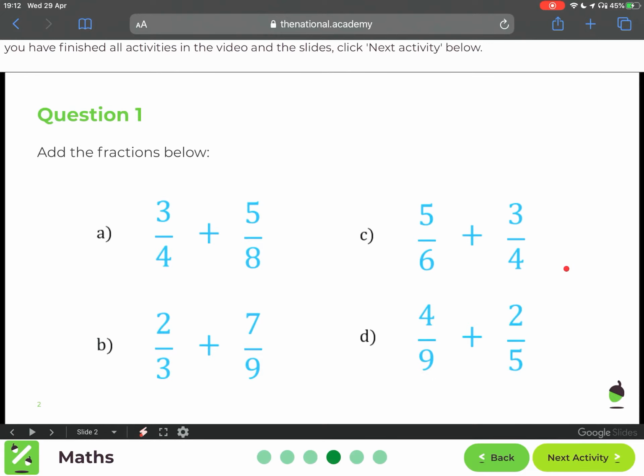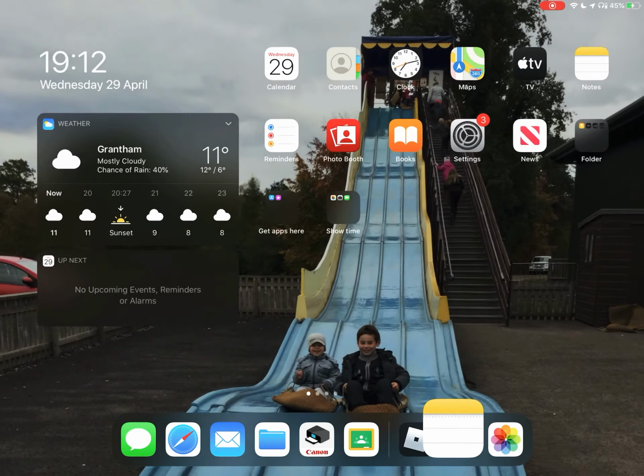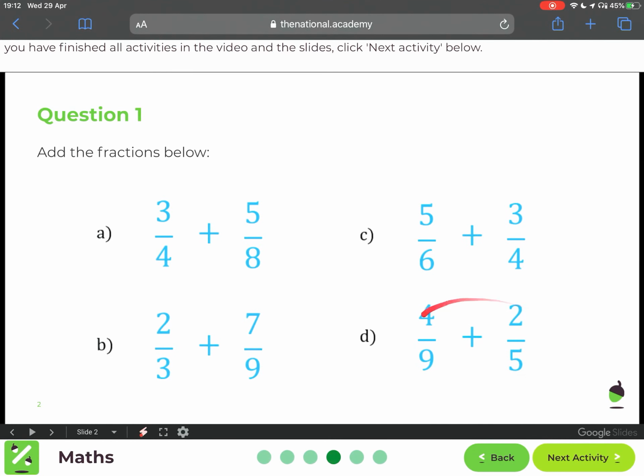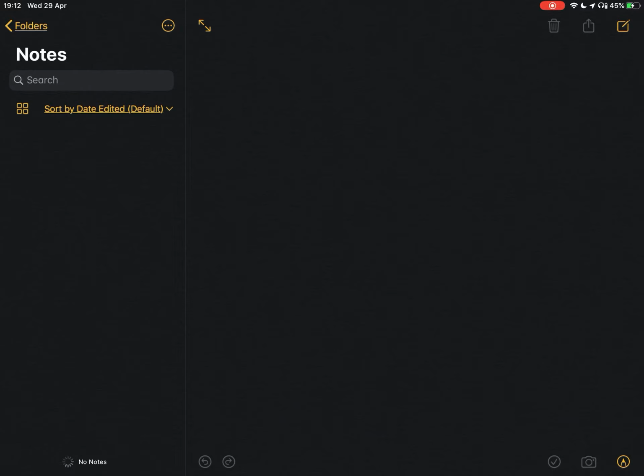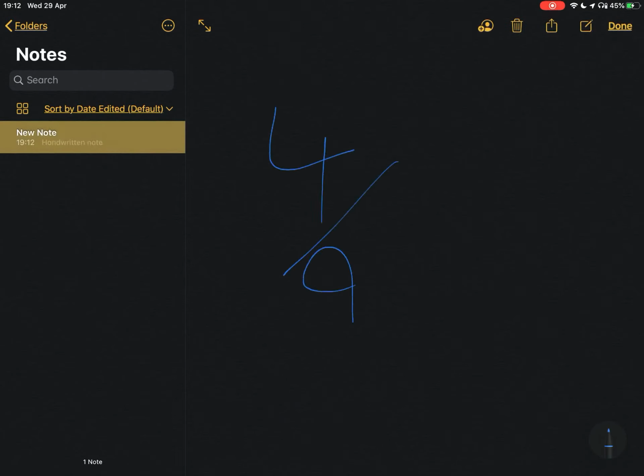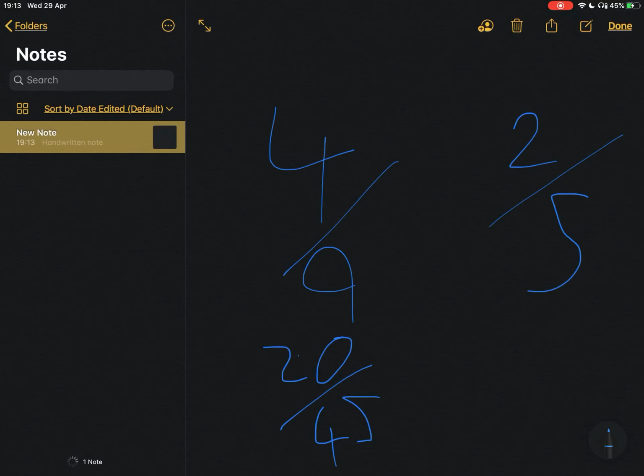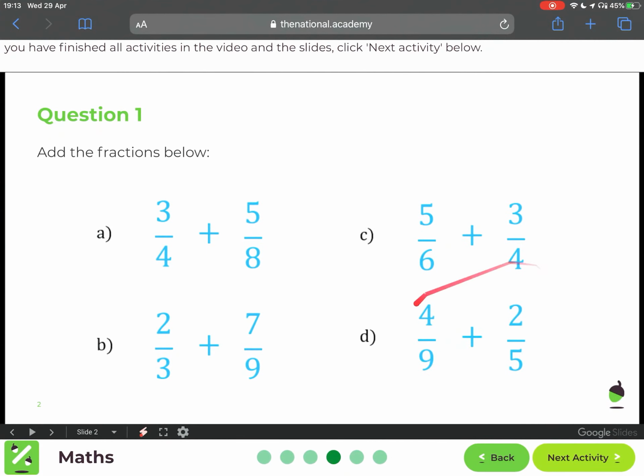Here, the same thing. You've got to times, but you need to times these to get to 45. Four ninths and 2/5. You need to make them go to 45, the denominator. So this one should be times by 5, which would be 20/45. And this one would be times by 9, which is 18/45. So the answer would be, let me see, 38/45. That would be the answer for this one, 38/45.